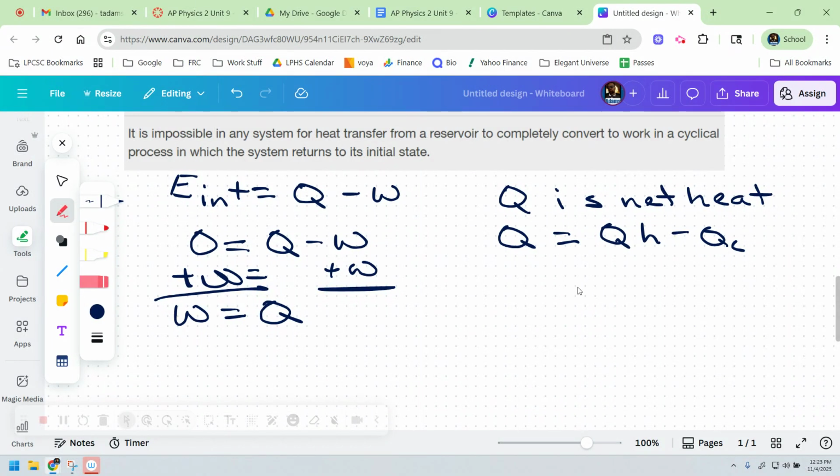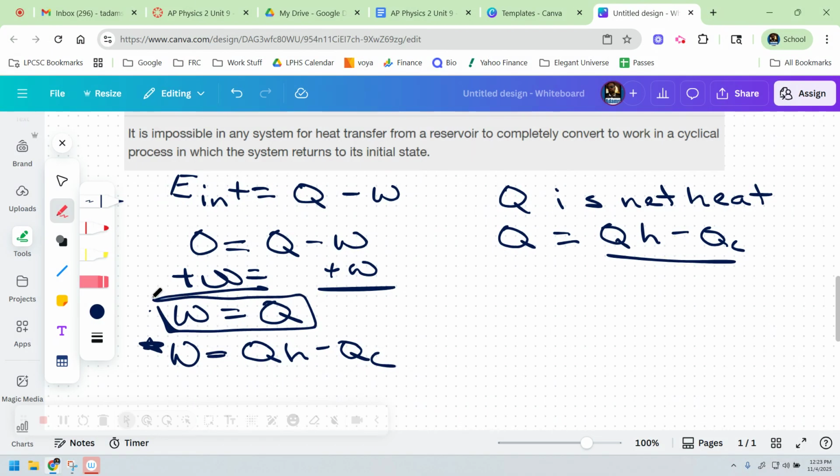And you could also think of that as being the difference, right? This is just kind of a side note, it might come up in your homework, the difference in the two heat energies. But that's not the point. The real point is this: your work should equal your net heat. Okay. So the net work done on the system equals the net heat transfer. And this is for a cyclical process.